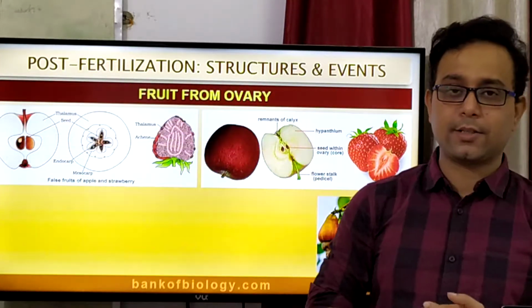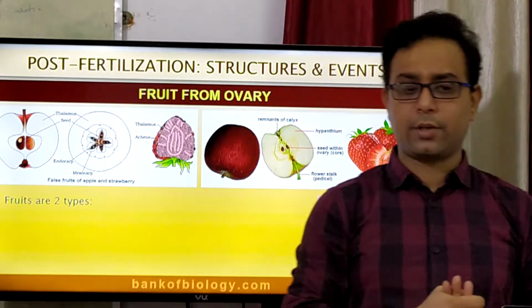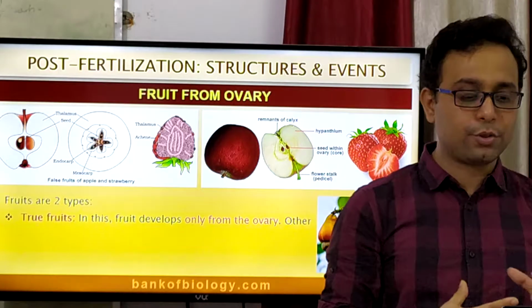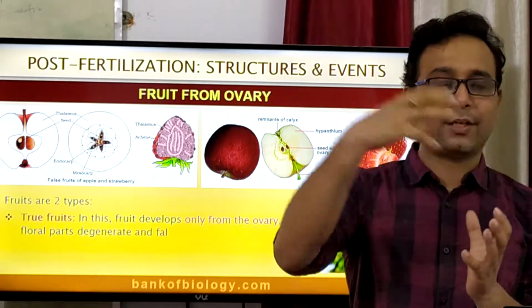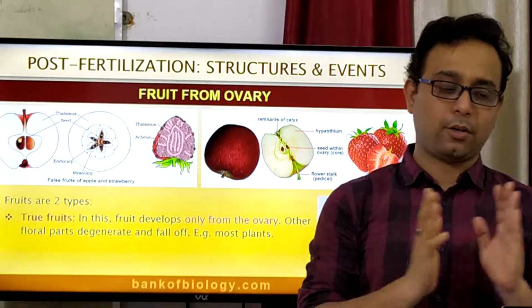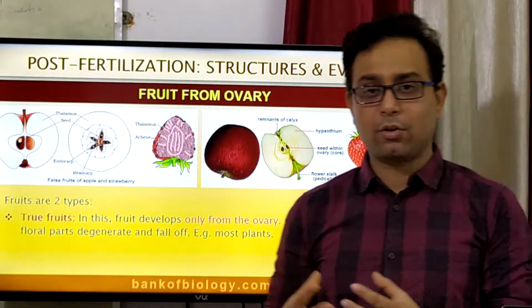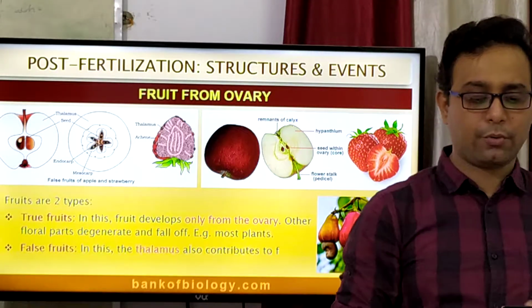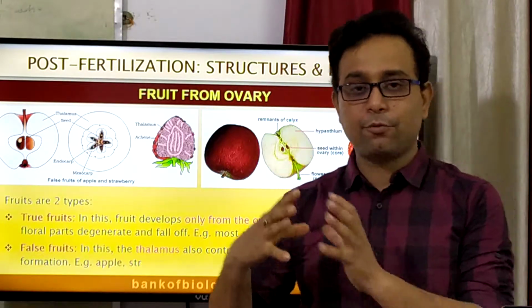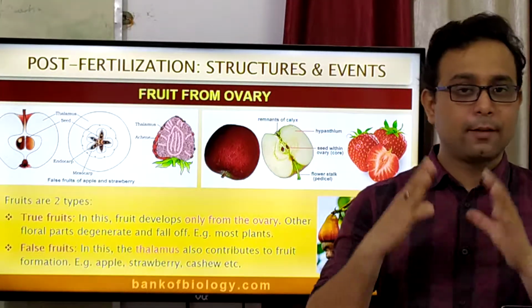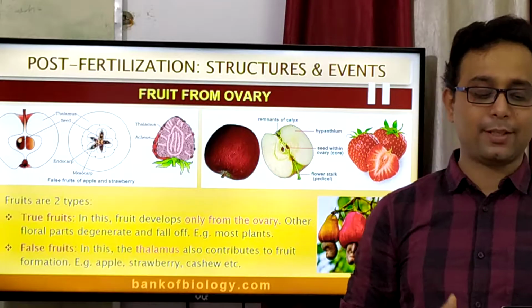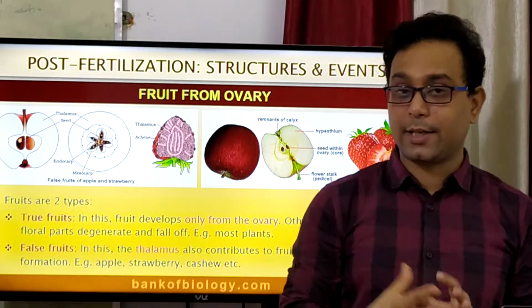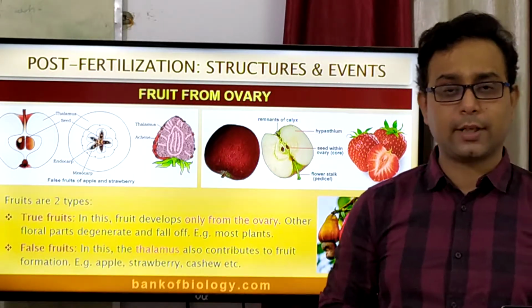Now we discuss another thing. Fruits are also of two types according to their origin, from where they develop. True fruits are fruits that develop from the ovary. Most fruits belong to this category, like the mango, the most common example. But the false fruit is when a part other than the ovary, like the thalamus, develops into the fruit. Examples are apple, strawberry, and cashew. Your NCERT book shows these three examples, and they are most important for NEET.